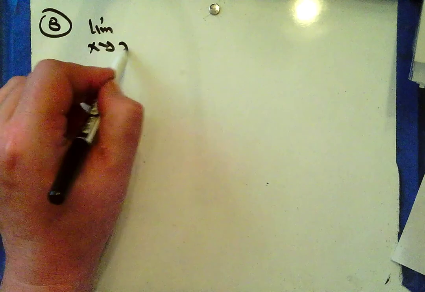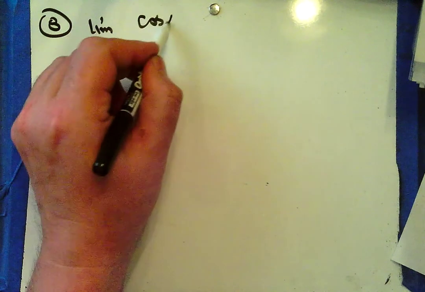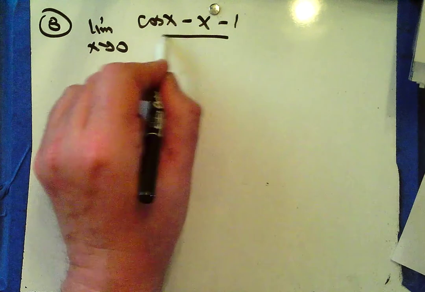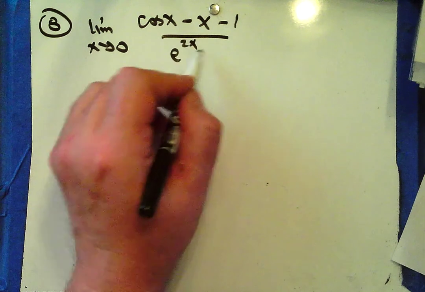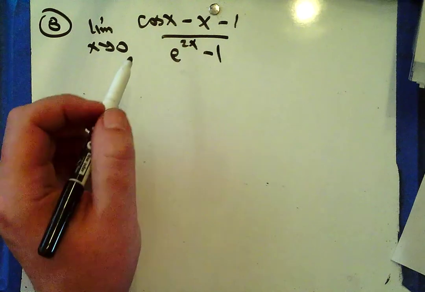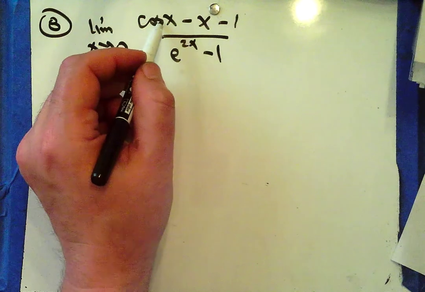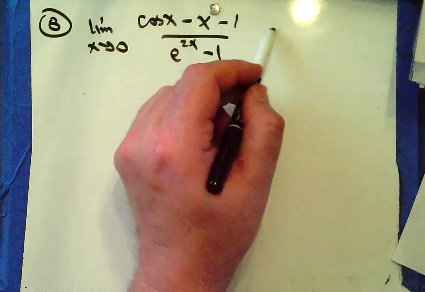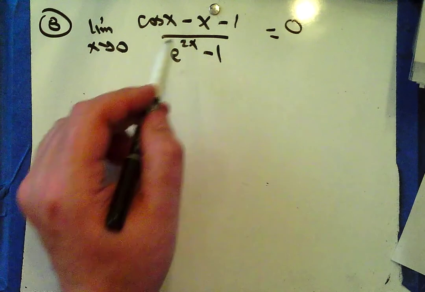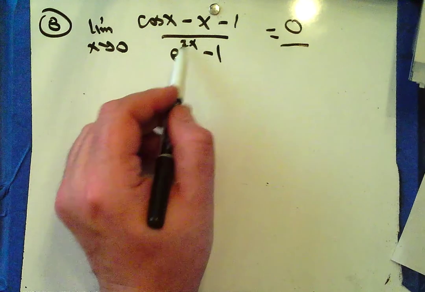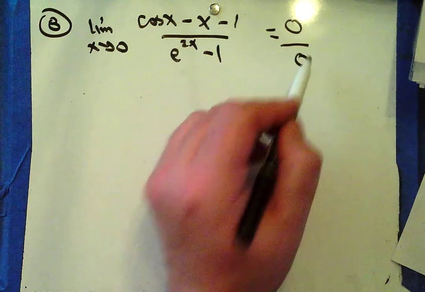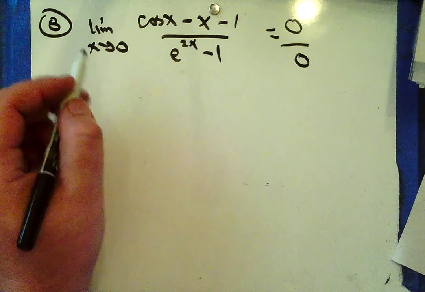8 says the limit as x approaches 0 of cosine x minus 1 over e to the 2x minus 1. Okay, so if we plug in our 0, we get 1 minus 1. I get a 0 on top. If I plug in a 0 here, I get e to the 0 is 1 minus 1, or 0 on the bottom. I use L'Hopital's rule.